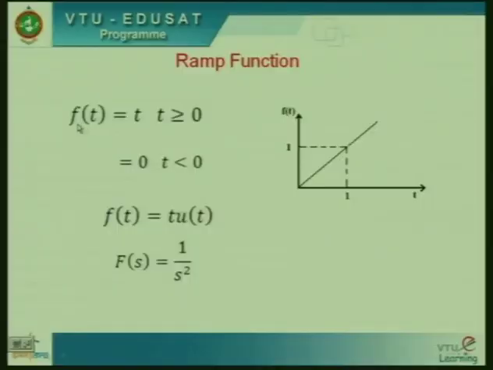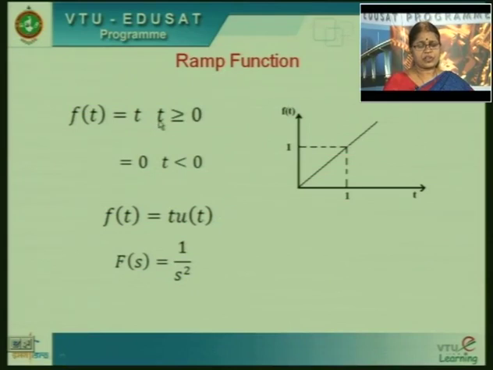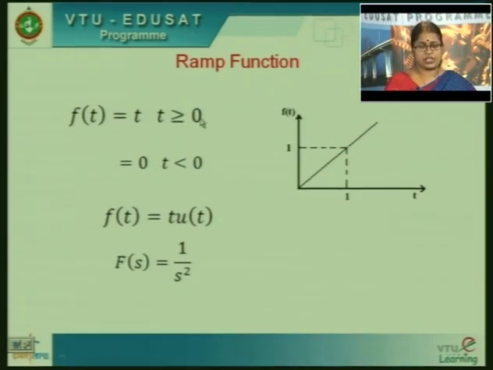As you all know, a unit ramp function is defined as f of t is equal to t for time t greater than or equal to 0 and f of t is equal to 0 for time t less than 0. Graphically, we can represent the ramp function having unit slope as this. This is a ramp function whose value is 0 for time t less than 0 and its value is equal to t for time t greater than or equal to 0. This is a ramp function with unit slope.